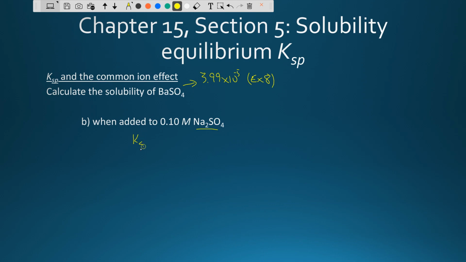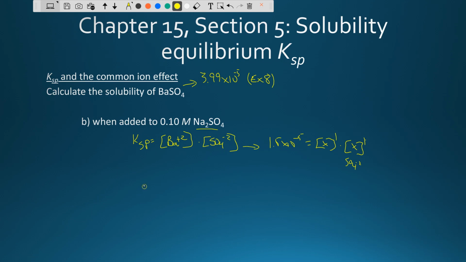So notice my Ksp is going to be barium times my sulfate. And we saw that to be 1.59 times 10 to the negative 5 equals my x times my x. And that's going to be my sulfate. And these are all to the first power. Okay, that's with my barium sulfate.